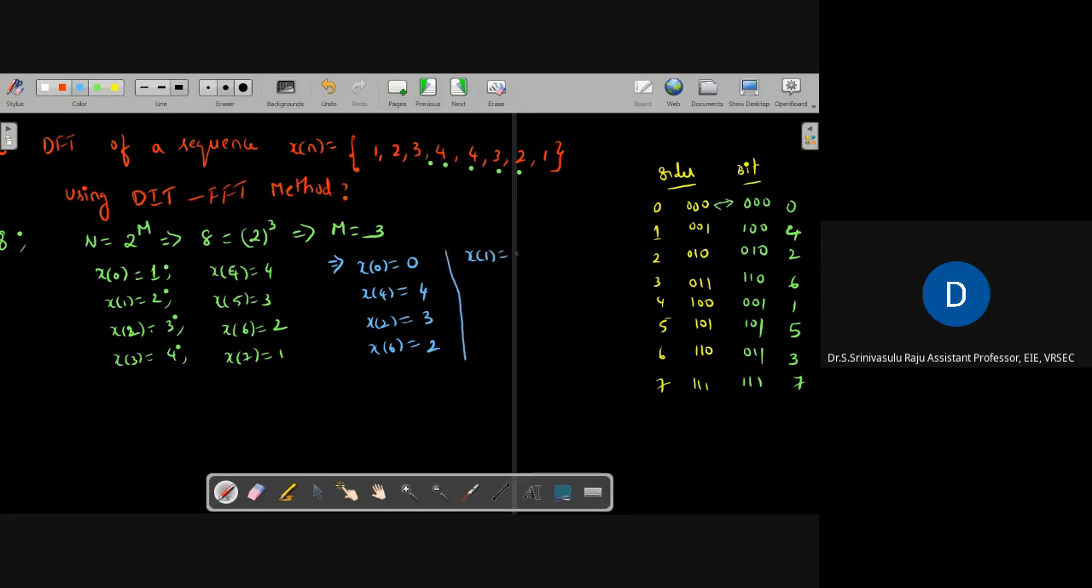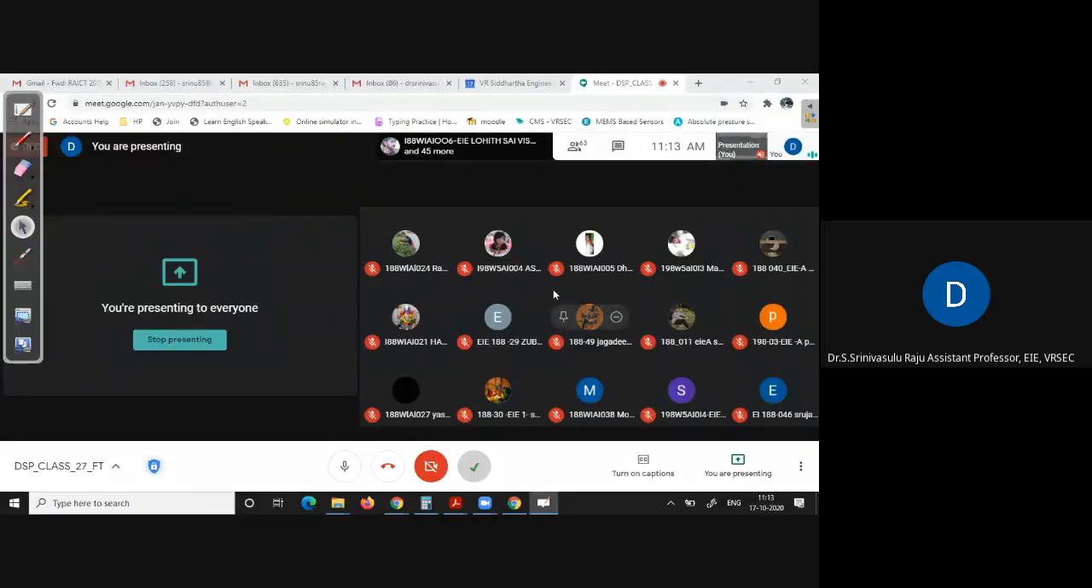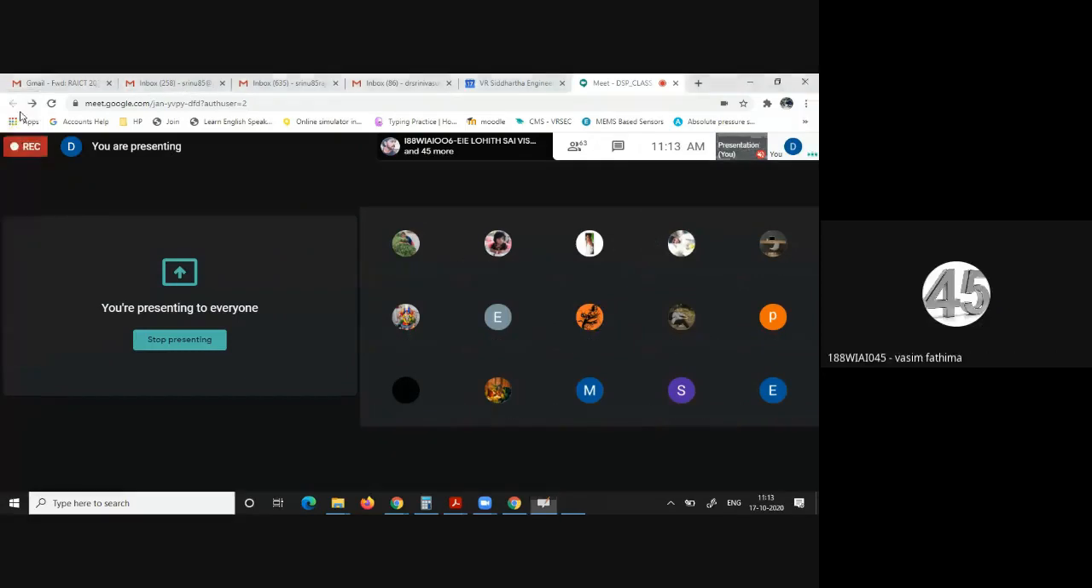X of 1 value is nothing but 2. And next one is x of 5. X of 5 value is 3. And next one is x of 3. X of 3 value is here 4. And next one is x of 7. X of 7 value is here 1. So this is the order you have to follow to pass the inputs to the butterfly.